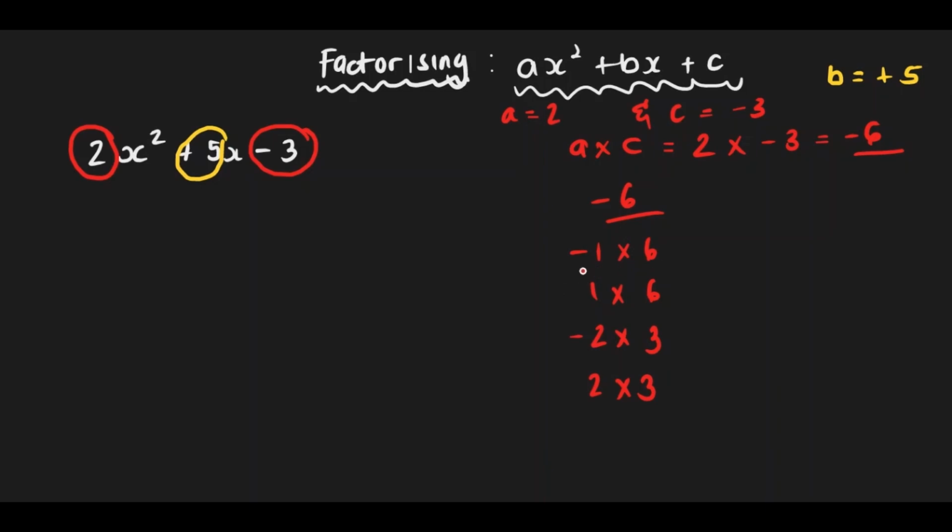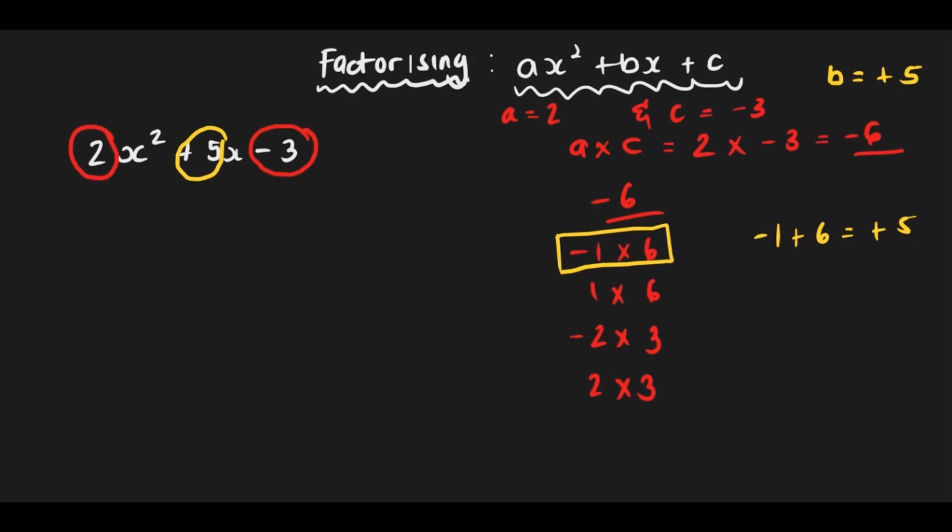So when we add the two together, we need to get positive 5 so that we can know which factor to use. So let's do that. If we say negative 1 plus 6, what do we get? We get positive 5. So we see that this one is going to be our factor, because when we multiply them together, we get negative 6, and when we add them together, we get positive 5.